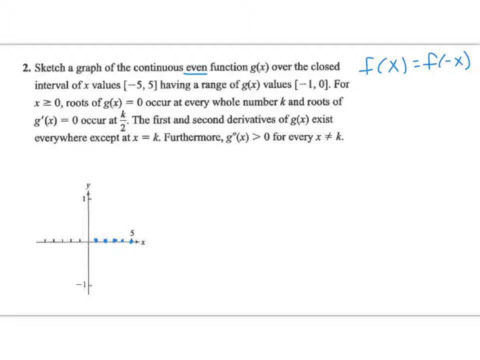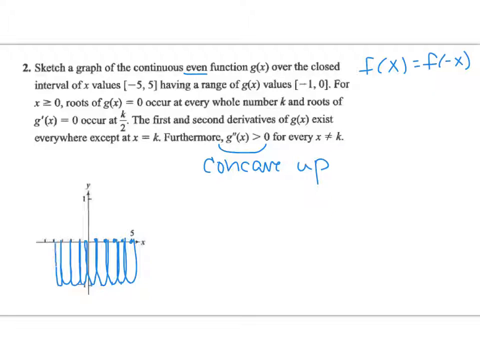Now it told me that g double prime of x is greater than 0, which means it is always concave up, except for x equals k. So if it's always concave up, where my zeros occur, they have to be minimums. So when I sketch this graph, it's going to go down, down, down, down, down. My derivatives are 0 at my mins there, and these are all concave up. Because it's an even function, it looks exactly the same on the other side. So here's where we're using our knowledge of first derivatives and second derivatives to help us figure out what these graphs have to look like.